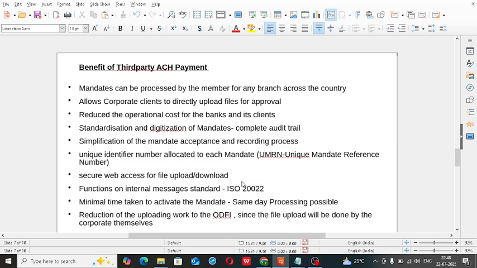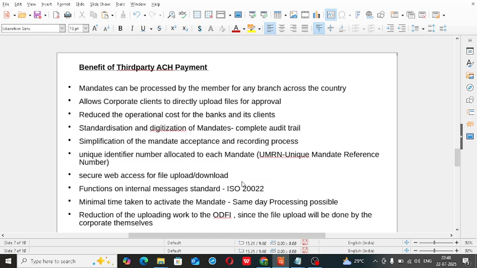It should support that ISO 20022 migration also. Minimum time taken for the activation of the mandate. Suppose I, as a customer, am able to make my payment automatically for my mandate setup on my payment date.